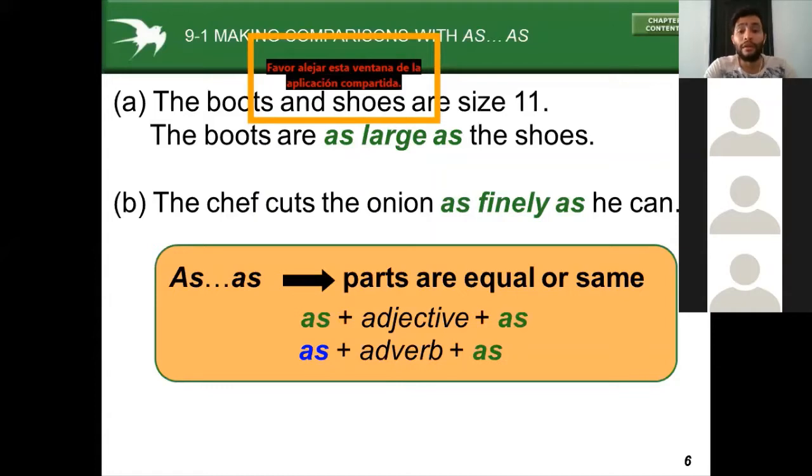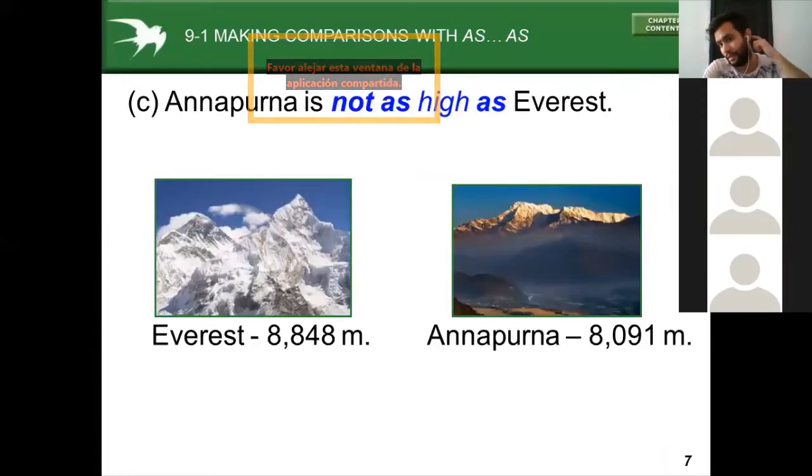Profe, y en caso de negación, como el primer ejemplo, se coloca la negación antes del as. Exacto. Ya le vamos a ver un ejemplo. Aquí tengo un ejemplo. Take a look. This is the example. We have here two pictures. Here we have two mountains, the Annapurna Mountain and the Everest Mountain. So the Annapurna Mountain is, take a look, we have the verb.